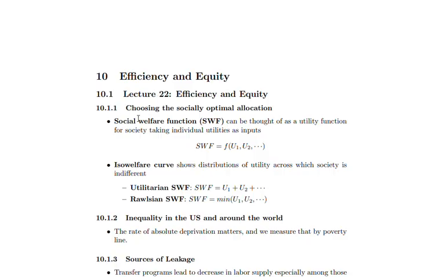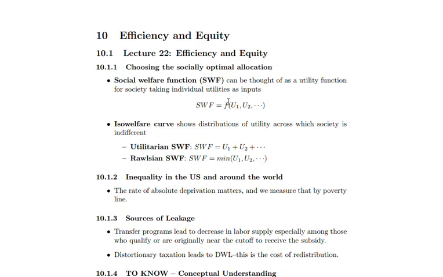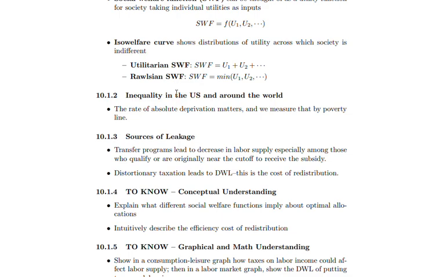The first concept is choosing the society's optimal allocation. The social welfare function can be thought of as a utility function of society, taking individual utilities as inputs. That means the total social welfare function is F, and you just put in utility one, utility two, up to the utility of the last person in this society. That is the social welfare function.